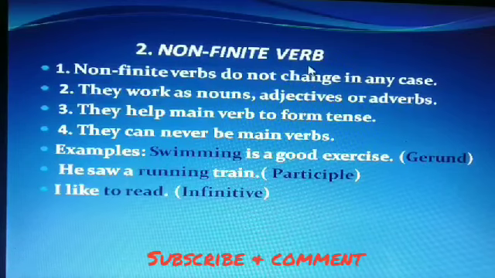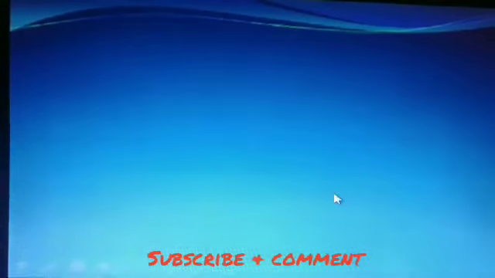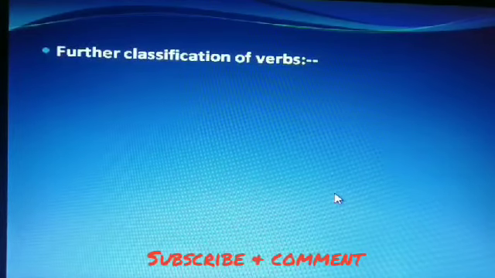Further classification of verbs. There are other forms of verbs too. Accent verb or even verb.